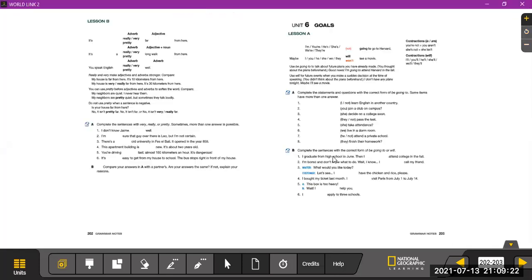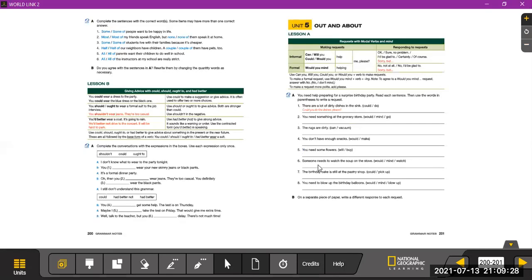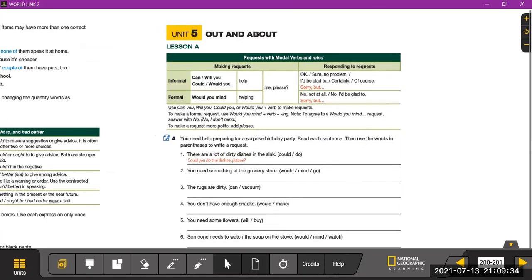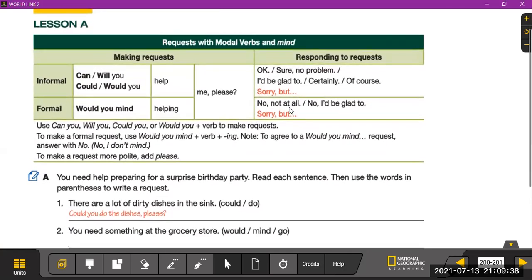Now I am going to record that. So the next grammar is the first grammar of unit 5. That was the second grammar I was going to explain yesterday.